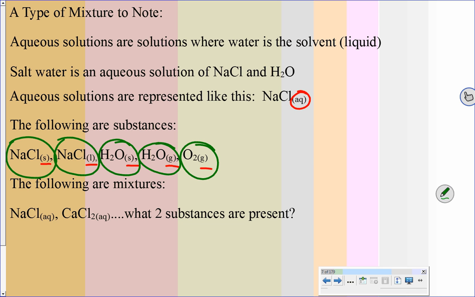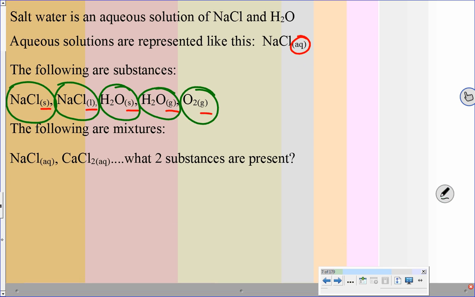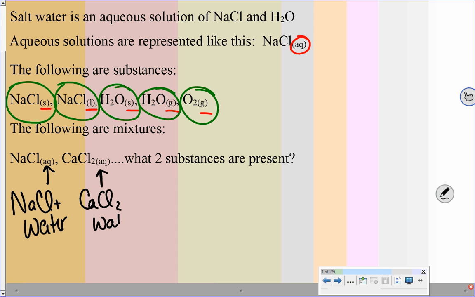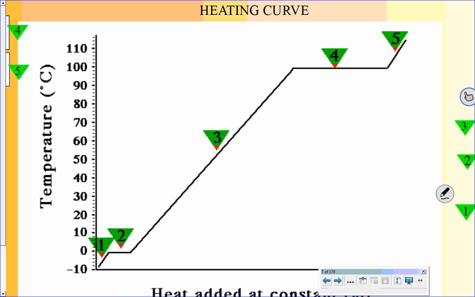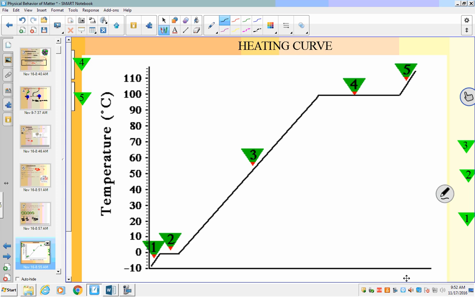However, with any of the ones that have AQ with them, NaCl, CaCl2, once you see this AQ right here, it means in each of these, for example, this is actually NaCl and water. This is CaCl2 and water. So therefore, these are not substances, they are mixtures. I know we beat that point to death, but it is a very important thing to keep in mind. And that is where we are going to stop for today.